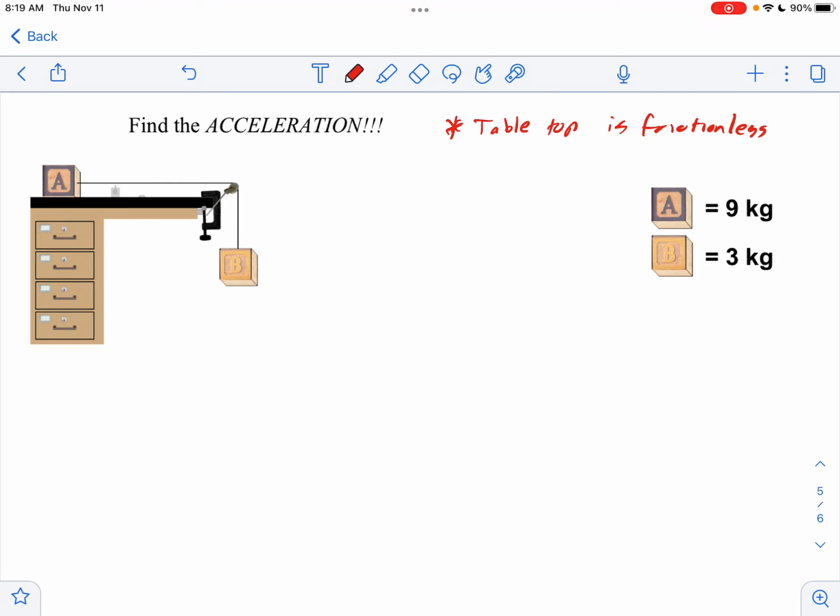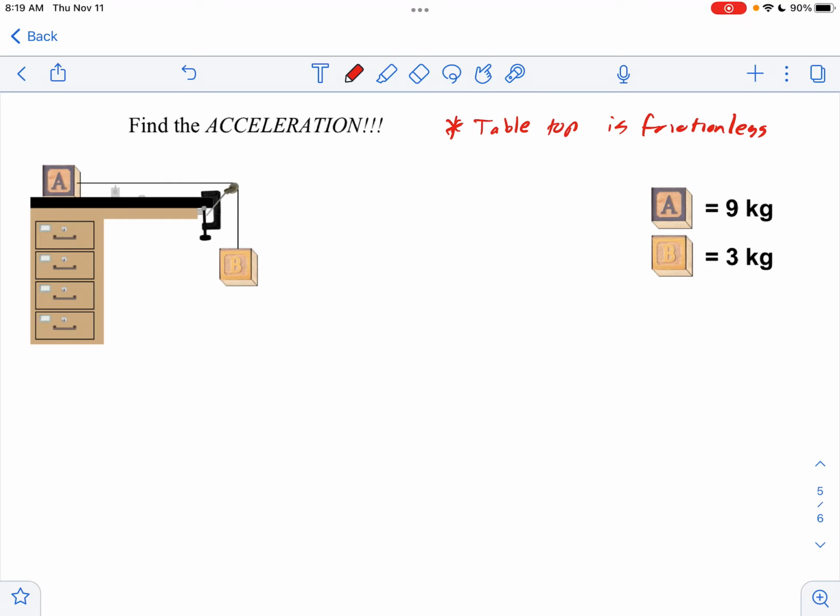The system that I'm talking about here is these two blocks that are tethered together via a pulley. Block B is hanging over the edge of the table and it's going to pull block A along with it. Our job is to figure out what's going to be the rate of acceleration of block A and block B.